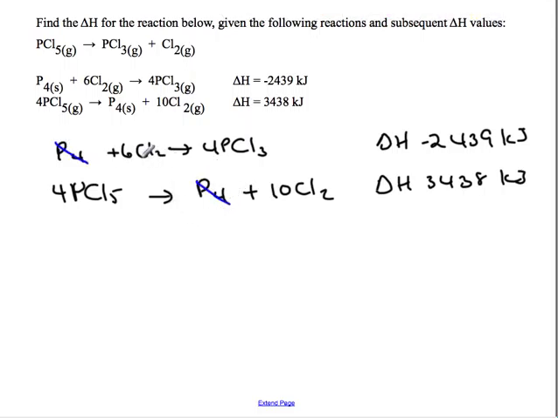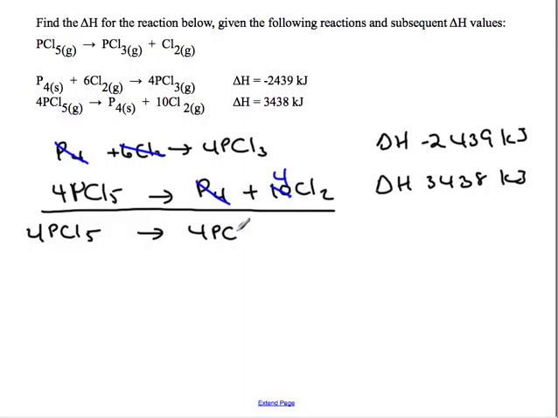My 6 chlorine here: notice there's 6 here and there's 10 here. So I can take 6 of these out. That leaves 4 of these left. Now also my 4 PCl5 and this is PCl3, so I can't do anything with those. So what I'm going to do now is add this up. So this is 4 PCl5 makes 4 PCl3 plus 4 Cl2.